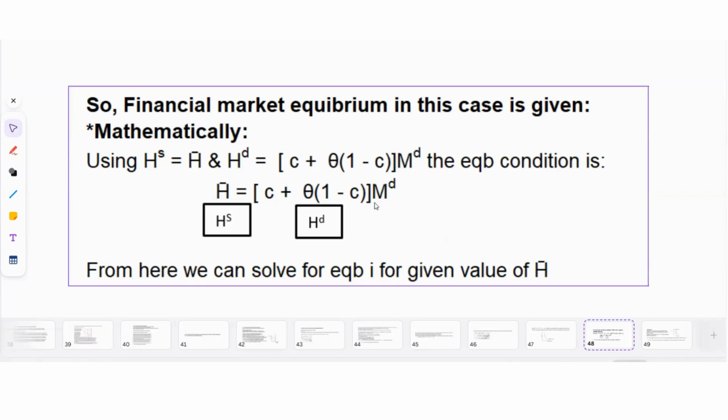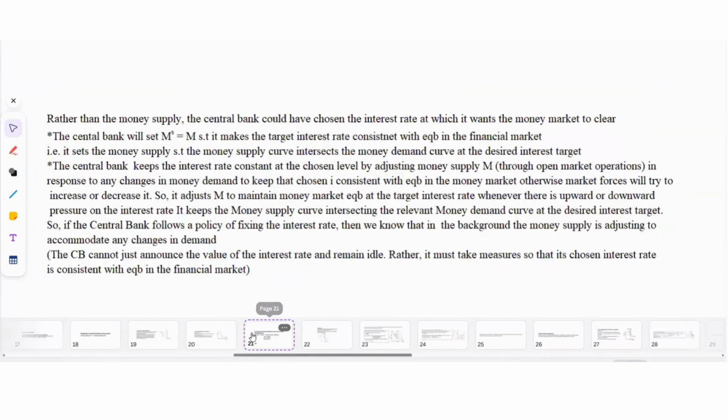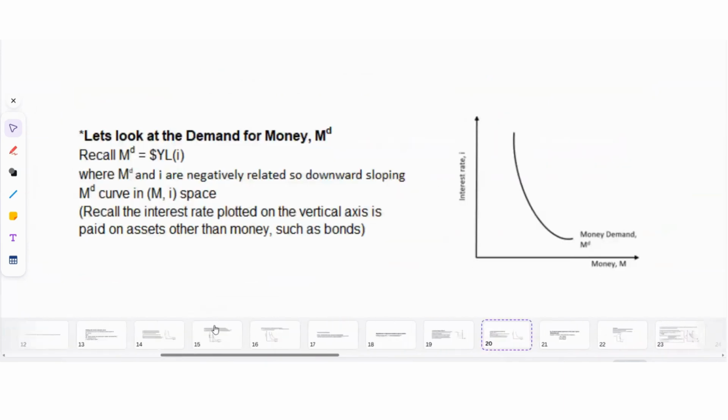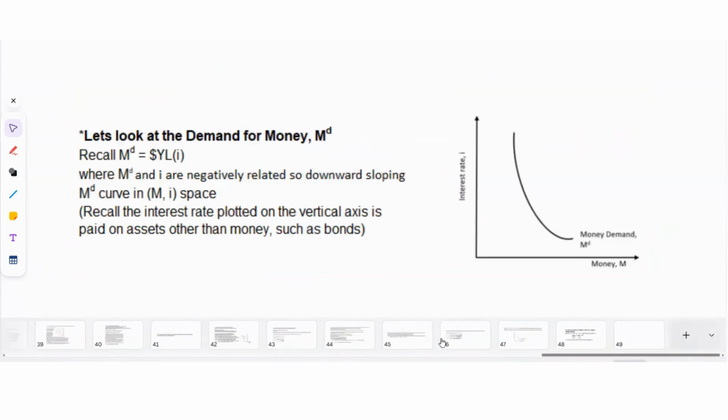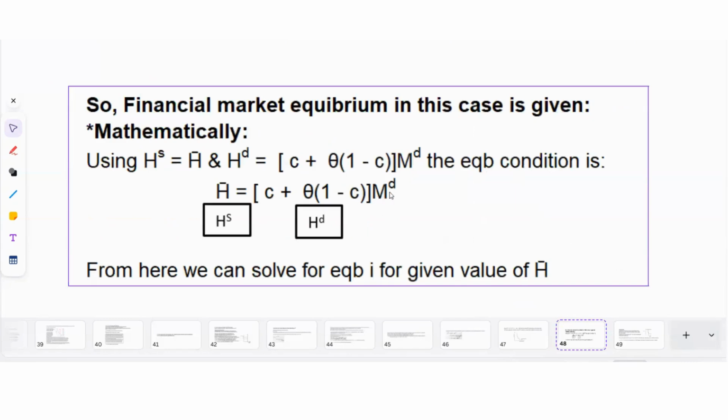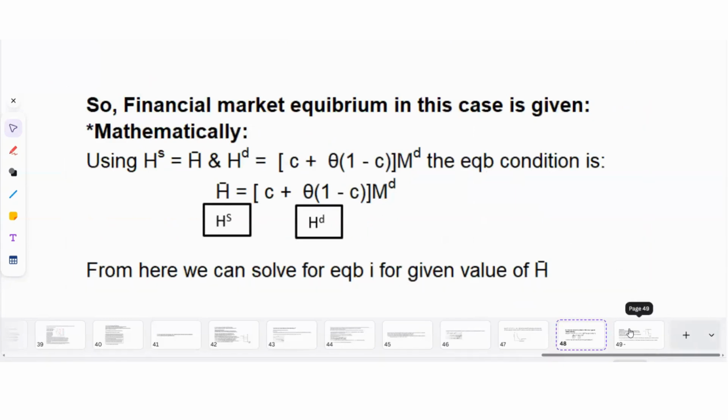And MD is just $YL(I). So here we can just substitute money demand, which we earlier found as $YL(I). Right, so here we should have added $YL(I). And then from here, we can solve for equilibrium I for a given value of H bar, right? So H bar is C plus theta times (1 minus C) times MD, where MD is just $YL(I). We earlier talked about money demand. So it's $YL(I), and then from here we can solve for equilibrium I for a given value of H bar set by the central bank.